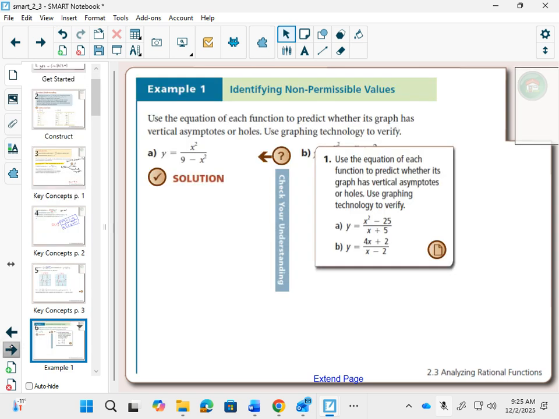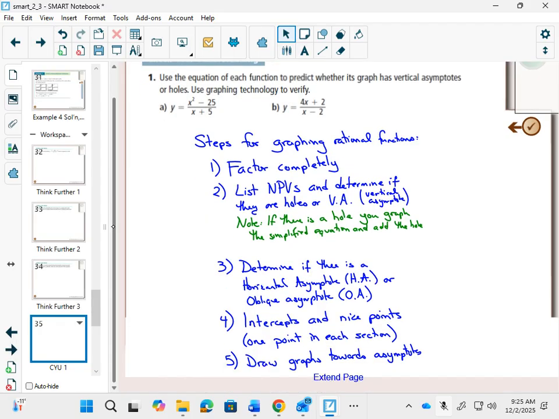And we're going to go to example 1 here. Maybe you have room on page 106. There's a lot of space there to write this down; I'll give you some time. This is everything. The non-permissible values, step number 2, is what we looked at so far. We'll look at the characteristics of horizontal and oblique asymptotes, step number 3. We'll talk about finding intercepts and nice points and drawing our graph. We'll do that already in our first equations here.